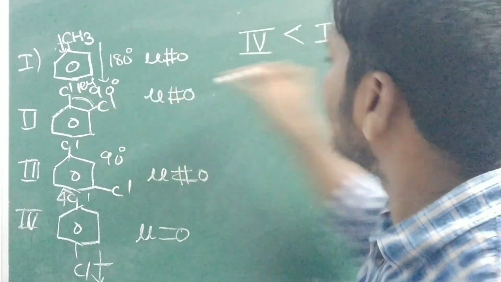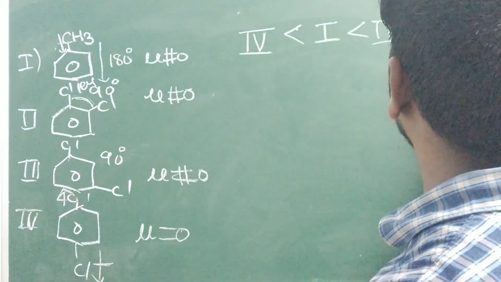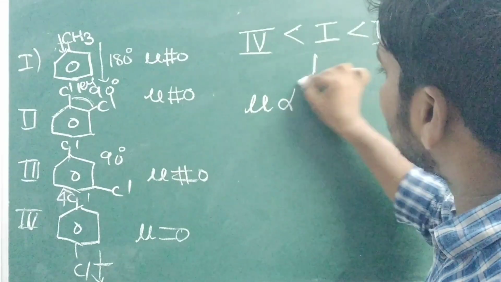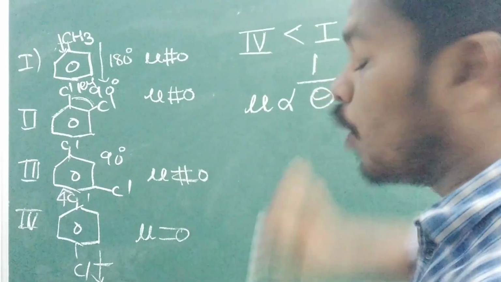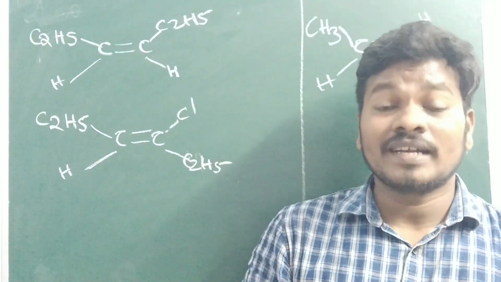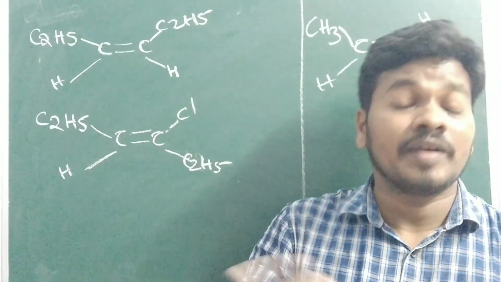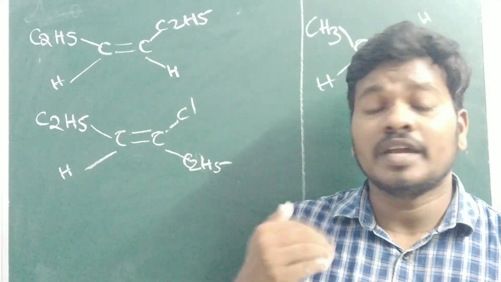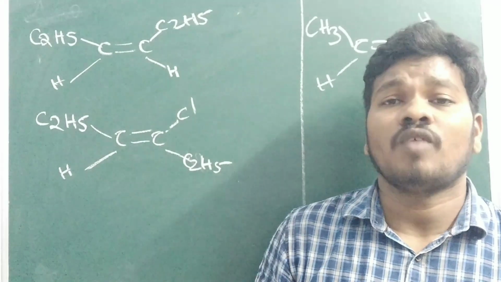So the second one has the highest dipole moment. That's why we say dipole moment is inversely proportional to the bond angle. Third step, you can see what the dipole moment will be in the cis and trans. Generally, for trans, the dipole moment may be 0. Now you can see the following example.